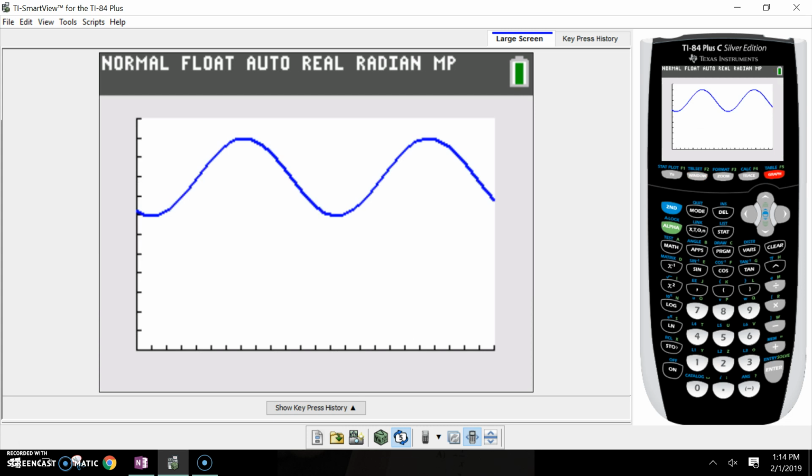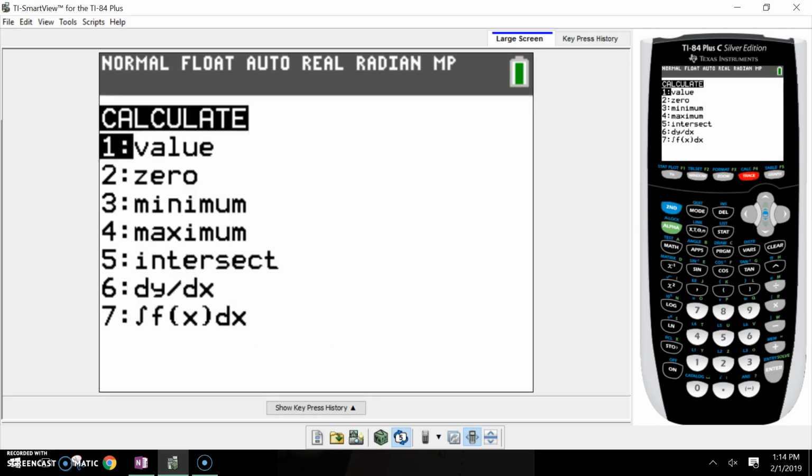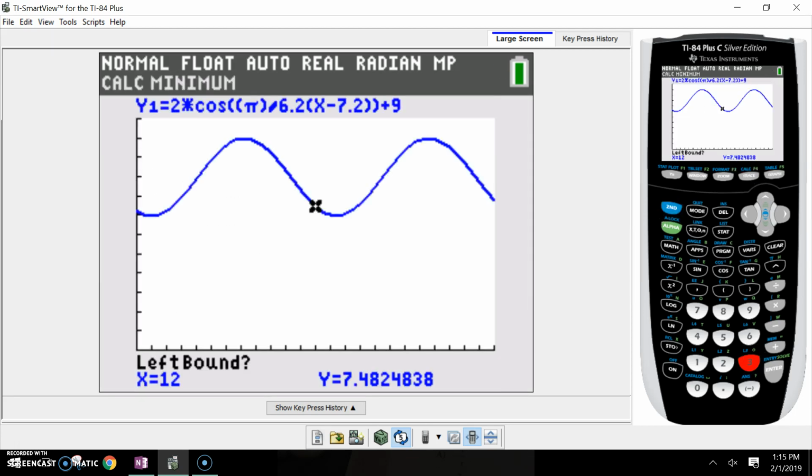And what we have to do is find the first low tide, so the first minimum of the day. So I'm going to do second trace, and I'm going to choose minimum, number 3. And I want to make sure that I'm not at that minimum that they talked about in the problem, that occurs at, what's the time? 1:24 p.m. I want to go clear over here and get the one that happened as close to midnight as possible, because that's when the day started.